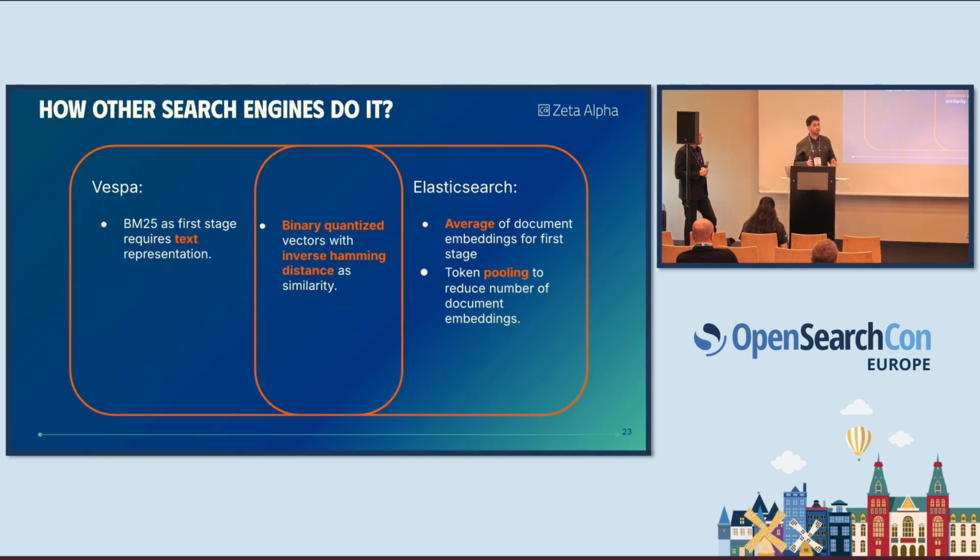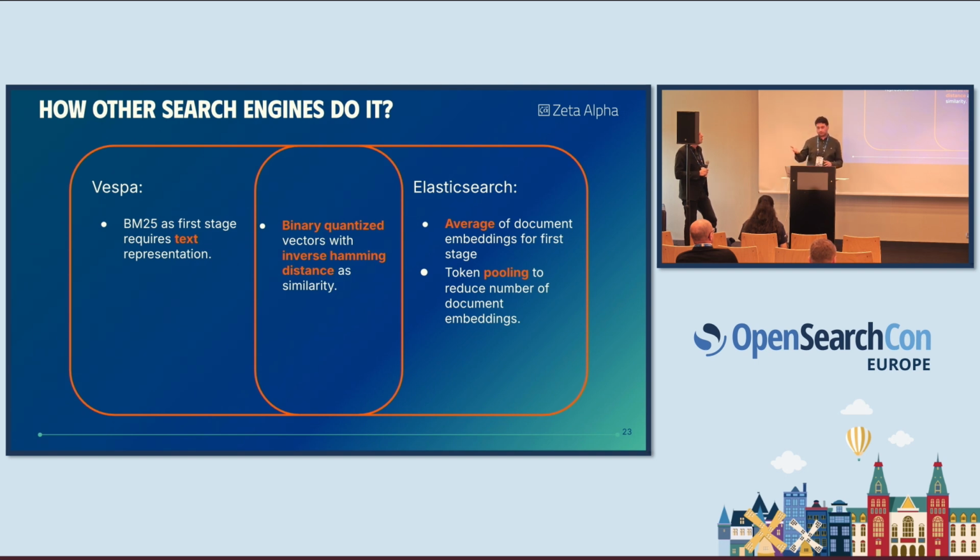So a bit of a comparison with other search engines. How does Vespa do it? They use BM25 as the first stage retrieval. Well, that means you have to have a text representation. And kind of the point of ColPali was removing all that text, OCR pipeline, all that stuff. So if you have text representations, it kind of contradicts that.